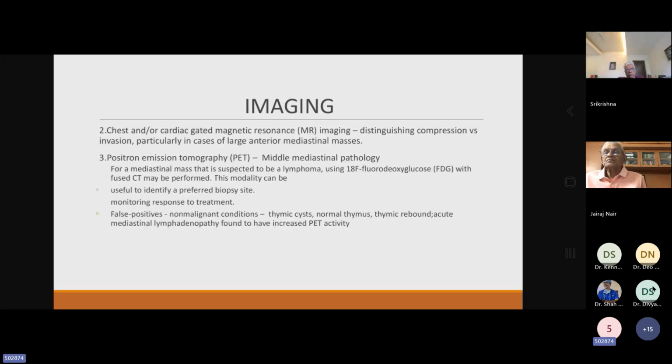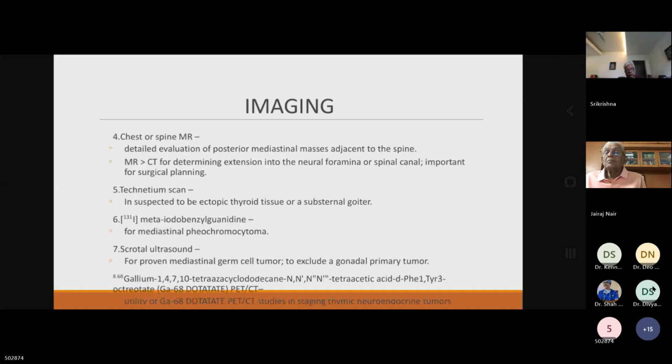False positive cases can be seen in PET, especially in non-malignant conditions, including the thymic cyst, normal thymus, thymic rebound state, acute mediastinal lymphadenopathy. Spine MRI: detailed evaluation of posterior mediastinal masses which are adjacent to the spine can be seen in MRI. MRI is used for determining the extension into the neural foramina, important for surgical planning.